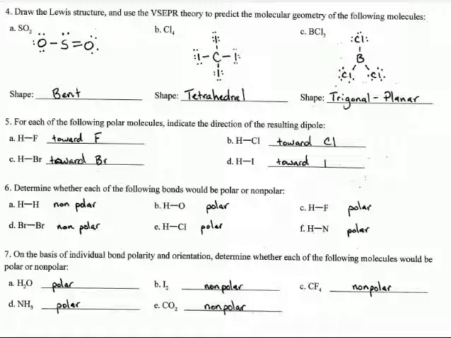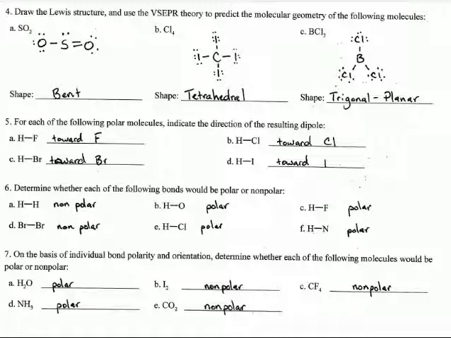A, water is going to be polar. The dipole moments are both going to be pointing toward oxygen, but because the lone pairs of electrons on oxygen are driving those bonded hydrogens down, they're not going to be oriented in such a way that they cancel each other out, making it polar.